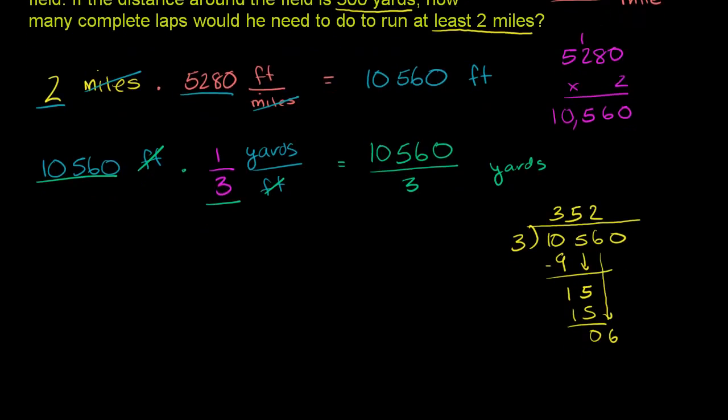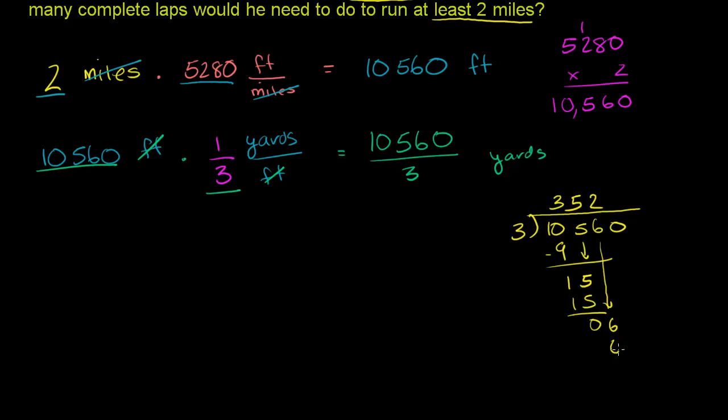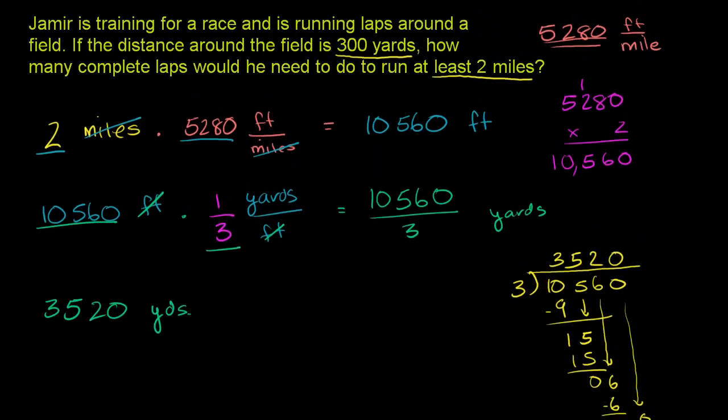Let me scroll down a little bit. 2 times 3 is 6. Subtract, no remainder. Bring down this last 0. 3 goes into 0. 0 times 3 is 0, and we have no remainder. So 2 miles is equivalent to 3,520 yards. That's the total distance he has to travel. That's the equivalent of 2 miles.